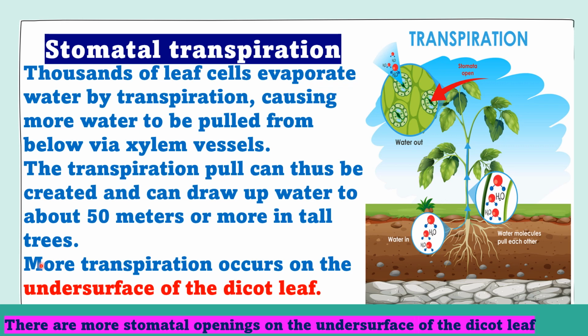trees. More transpiration occurs on the undersurface of the dicot leaf. There are more stomatal openings on the undersurface of the dicot leaf. That's why there is more transpiration on the undersurface of the dicot leaf. Through experiments, we can see that. We can prove that yes, transpiration is more on the undersurface of the dicot leaf.